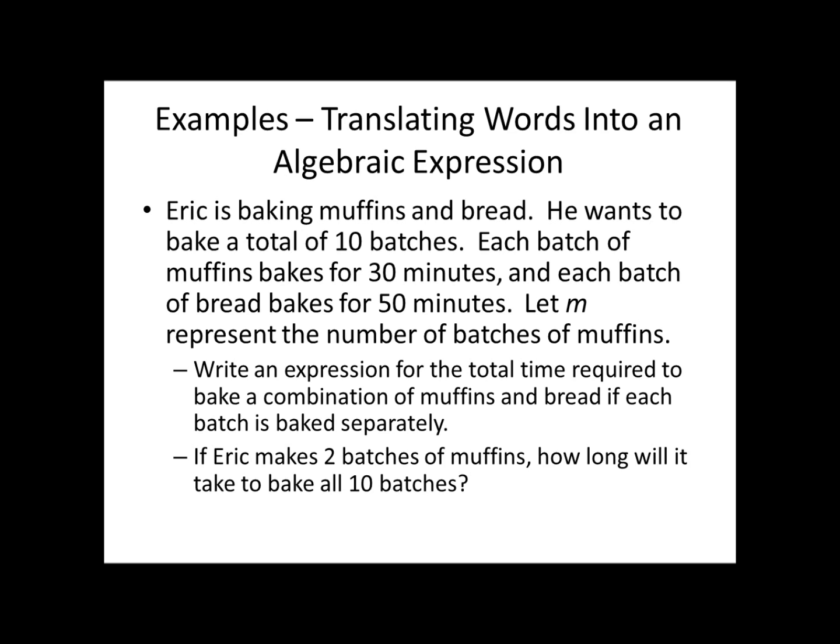So Eric is baking muffins and bread. He wants to bake a total of 10 batches. Each batch of muffin bakes for 30 minutes. Each batch of bread bakes for 50 minutes. They tell us that we should let m represent the total number of batches of muffins. So they're giving us a variable to use. Again, don't change that.